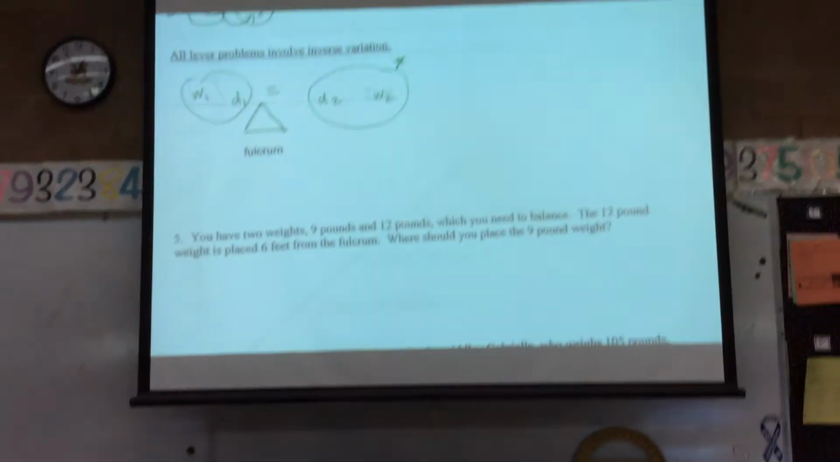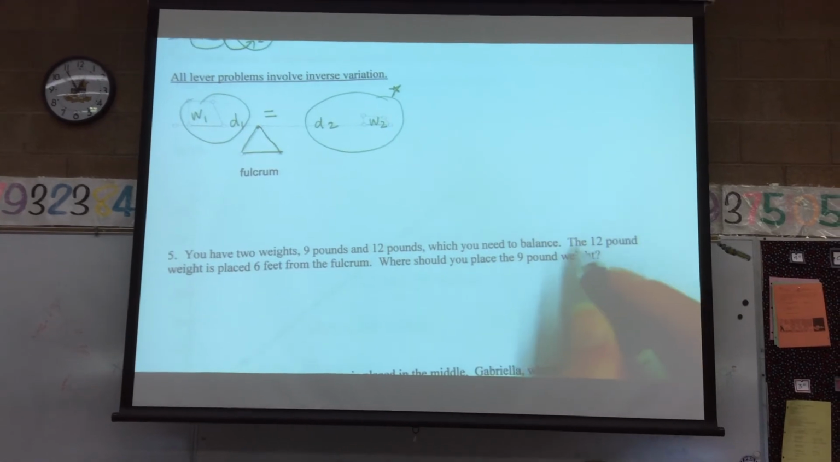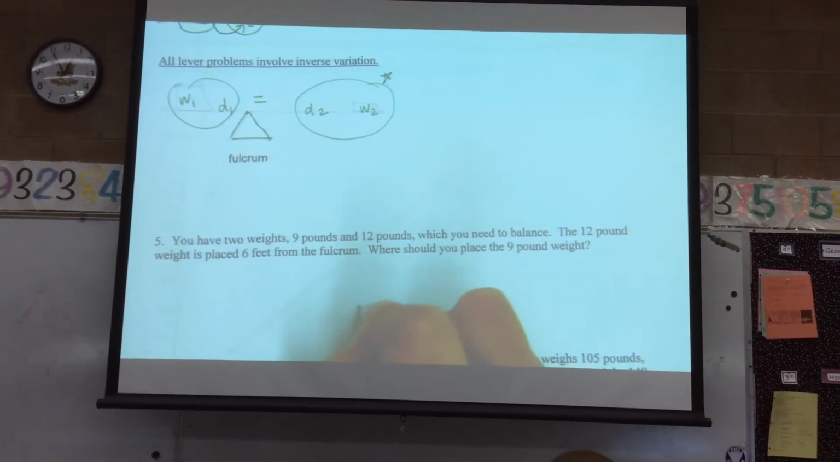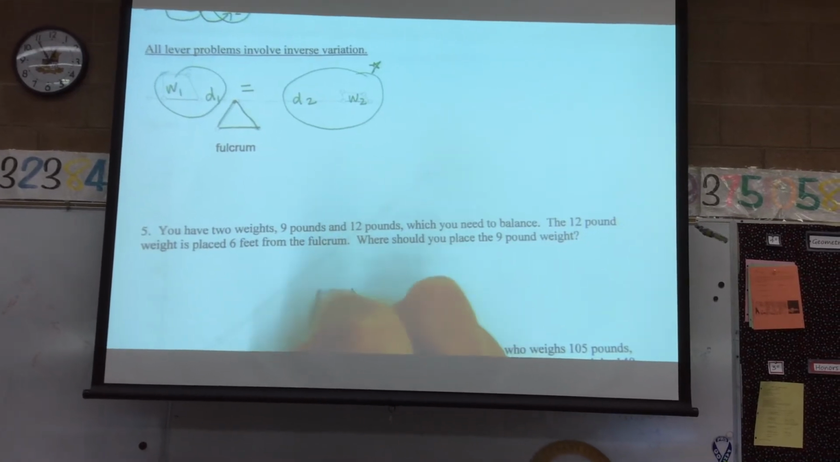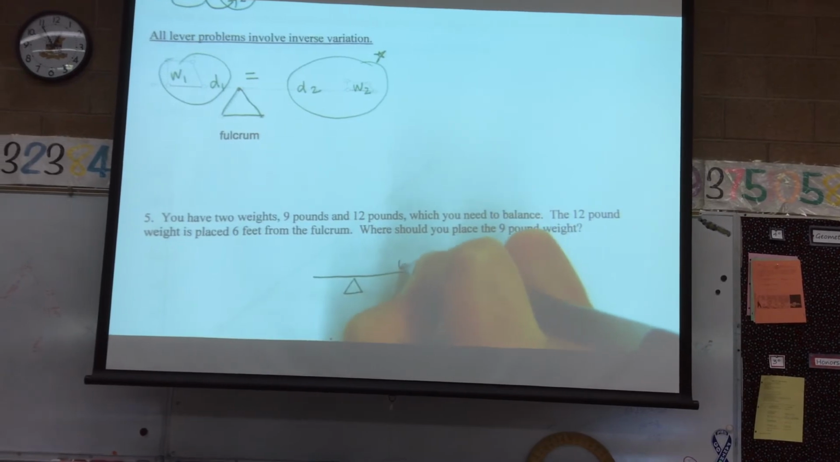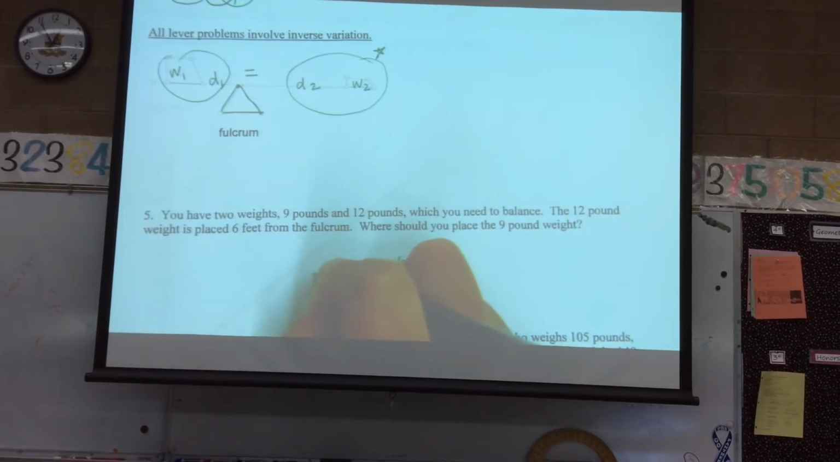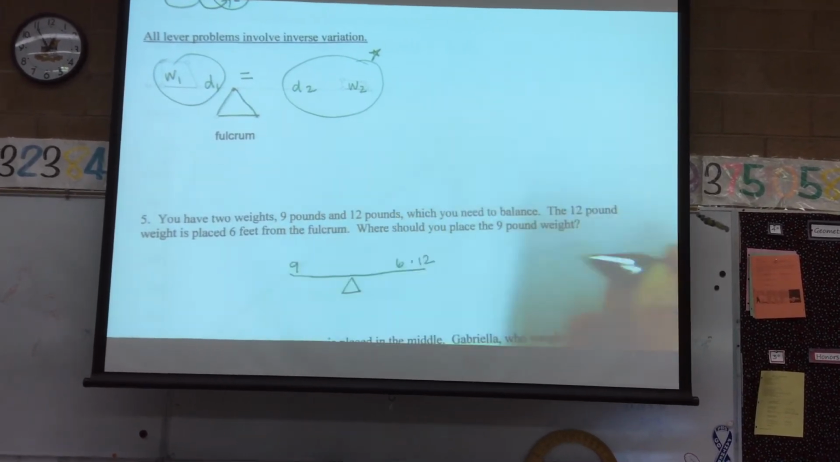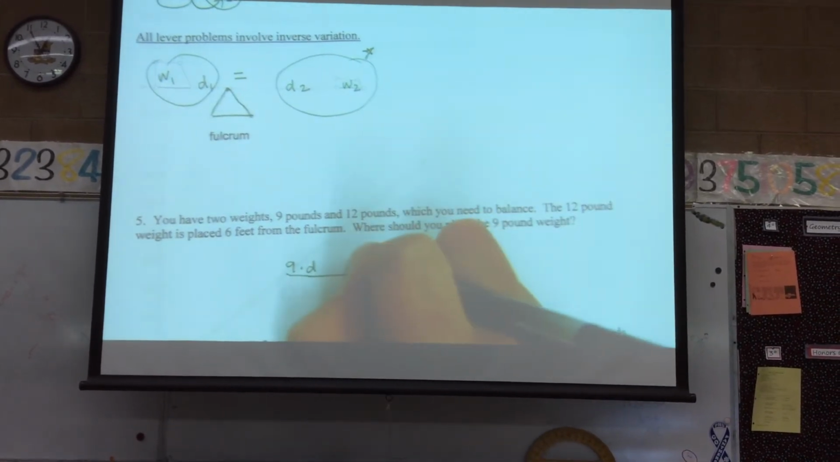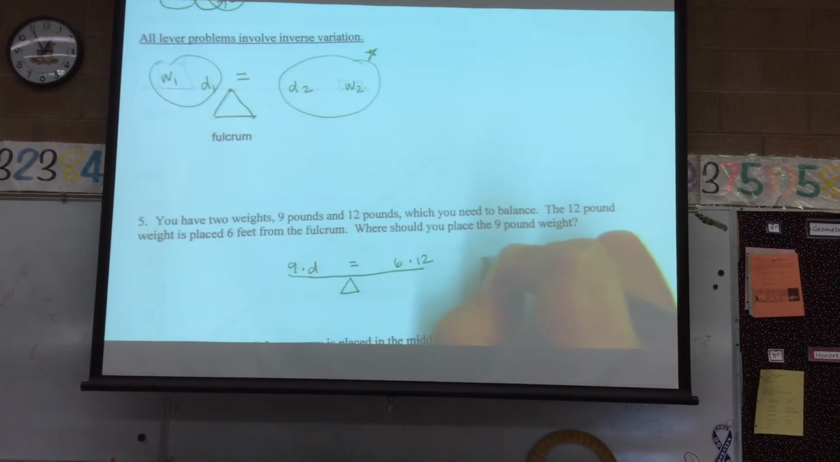We have 2 weights, 9 pounds and 12 pounds, and we want to balance them. The 12-pound weight is placed 6 feet from the fulcrum. So we've got our 12-pound weight times 6 feet away. We've got a 9-pound weight times a mystery distance. What is it? Well, let's set them equal.